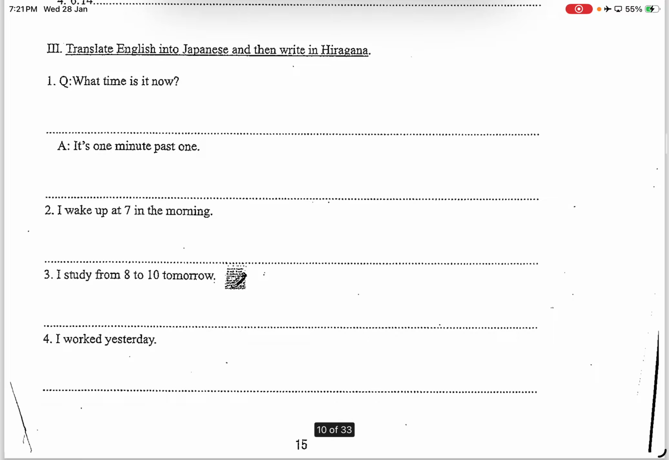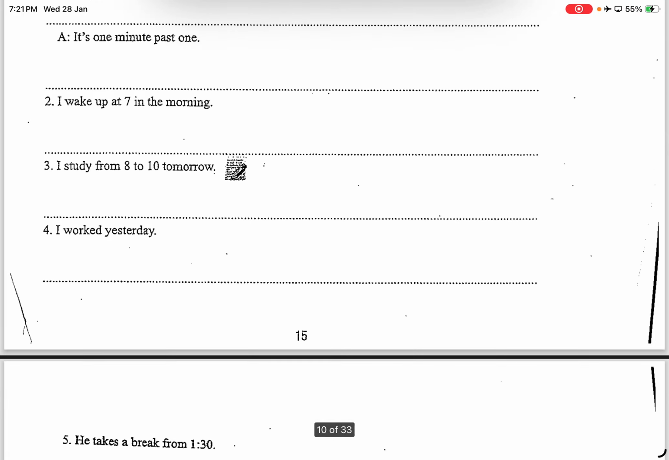Okay, number 2. I wake up at 7 in the morning. 私は朝7時に起きます。 Right, thank you. Number 3. I study from 8 to 10 tomorrow. 私は明日午後7時から10時勉強します。 Okay, so very good.